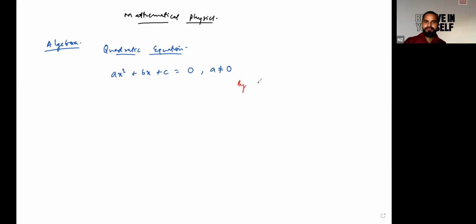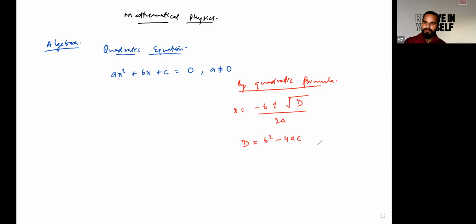First one is by quadratic formula, which is x is equal to minus b plus minus root under d divided by 2 times a, where d is called discriminant, which is equal to b square minus 4 times ac. We call this particular term the discriminant.